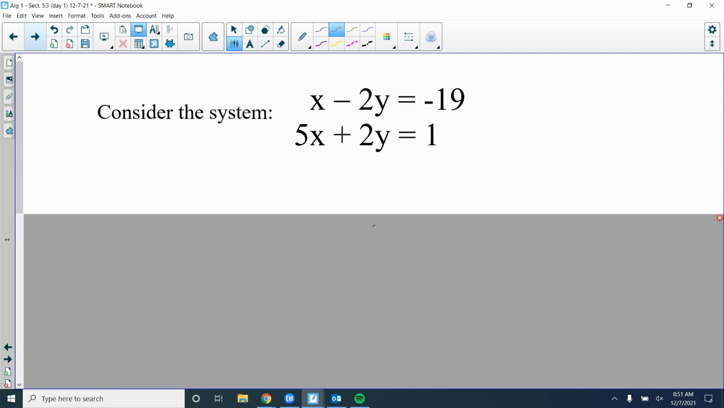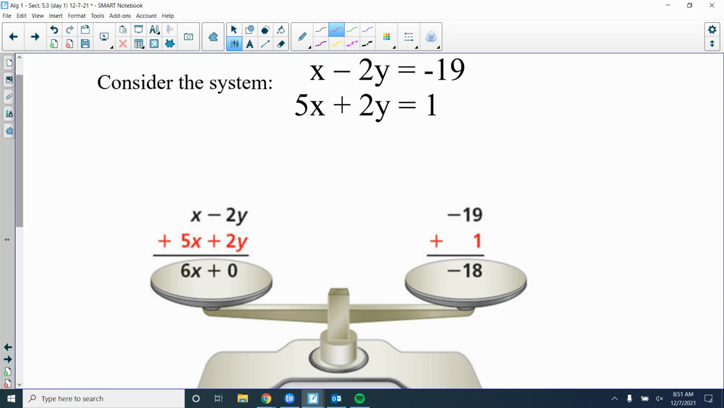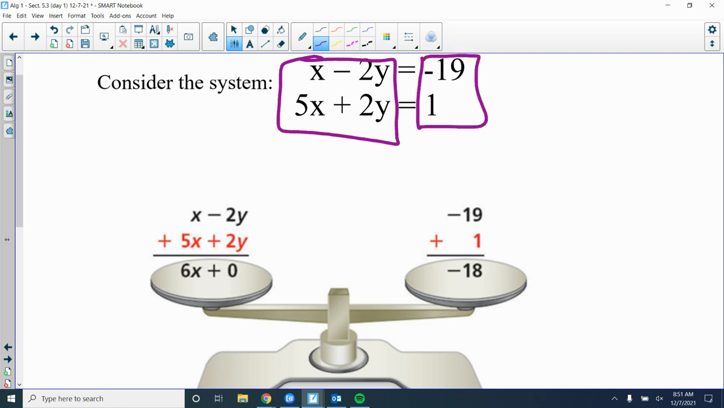All right, you got x minus 2y, and you got 5x plus 2y. You are allowed to add like equations together. Again, just pay attention. This is like a balance. I can take these two and add them together, and then add these two and add them together, and they all have to be equal. Because the left-hand side equals the right-hand side, if I add them all together, they're still going to be equal.